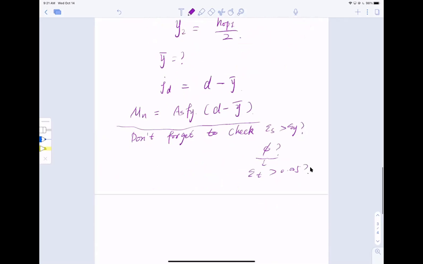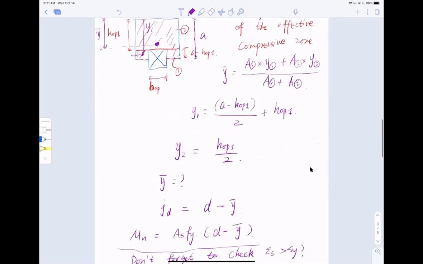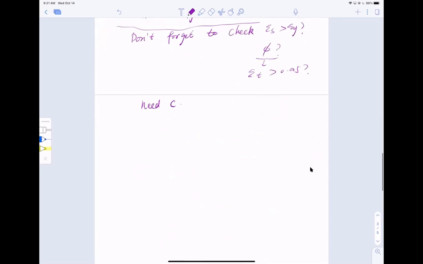All right, so how to do that? You need c. After you determine a, which is this here, you can use c equal to a divided by beta 1, to find c. So this is c, equal to a divided by beta 1.